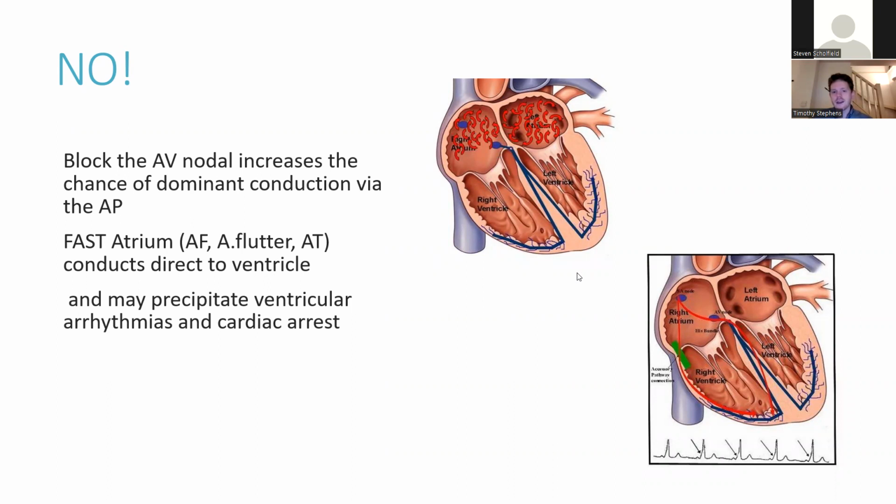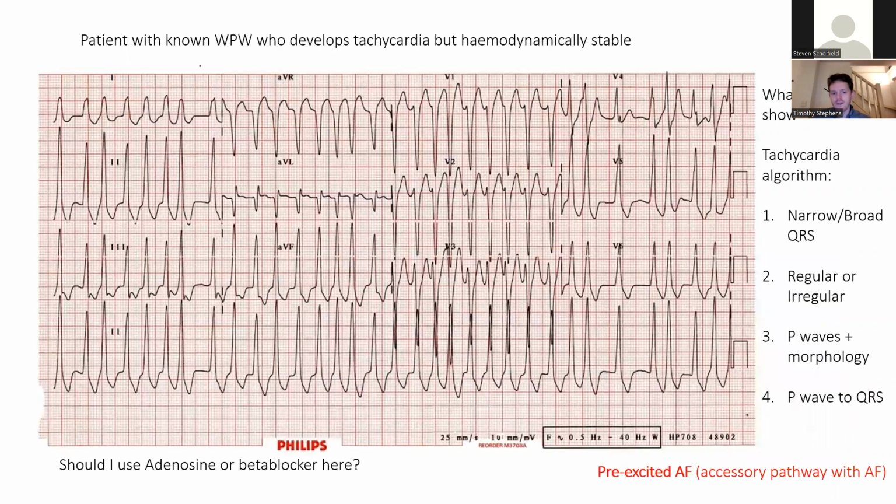So if you see somebody who has a background of Wolff-Parkinson-White with an ECG which shows AF, you definitely want to be careful of this one. And I would basically say the safest thing you're going to do here is shock them. It's the simplest answer there.